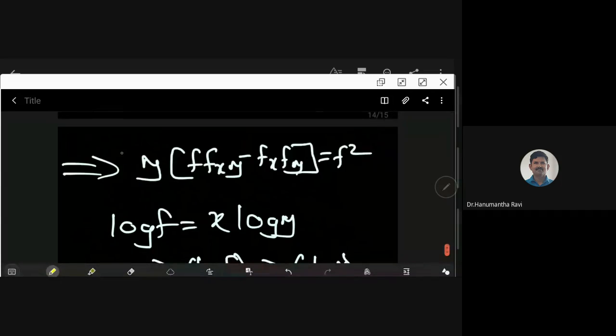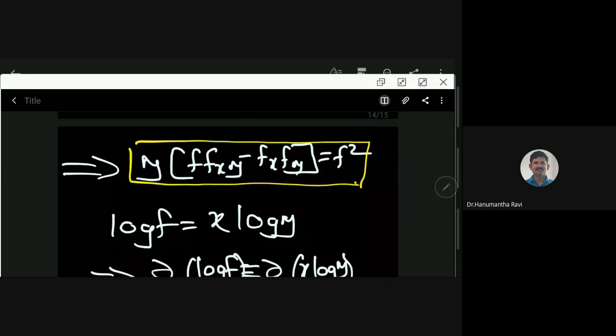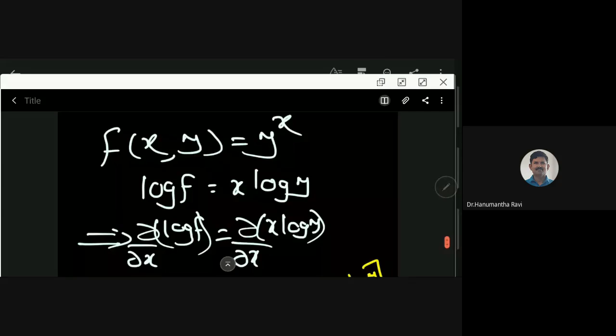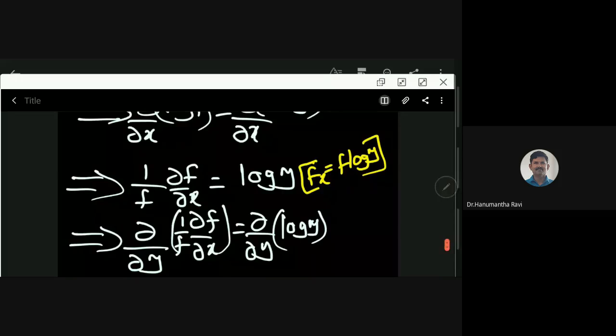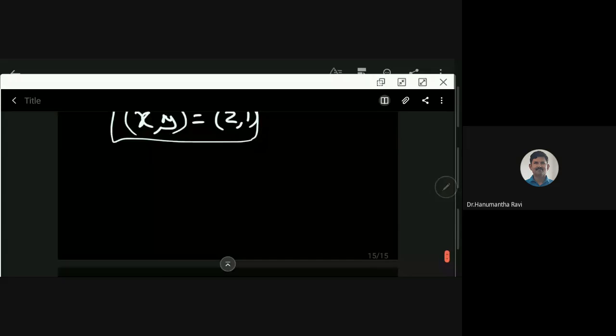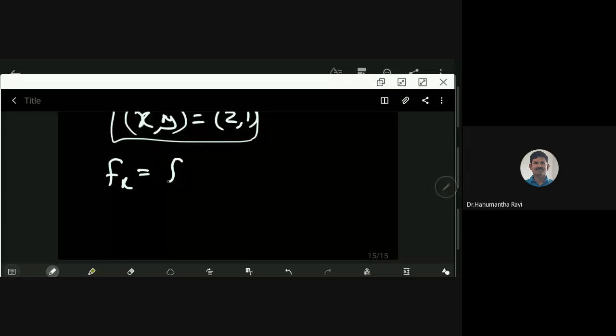This is another important observation. Then, f_x is equal to f log y is another. So we rewrite this thing. f_x is equal to f log y. So we have f_x is equal to f log y. This is one observation.